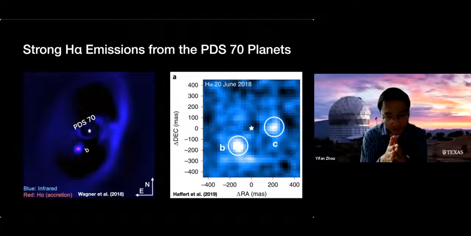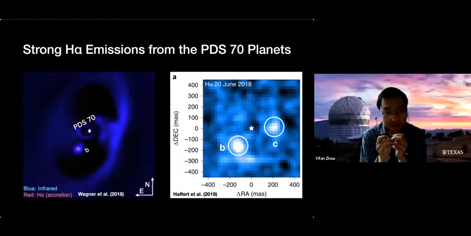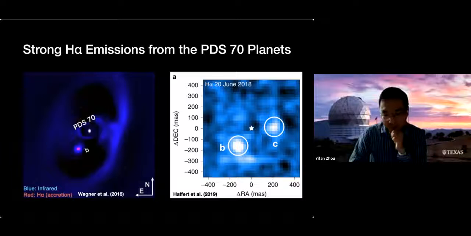And Sebastian Haffert, not too long after that, obtained an even deeper H-alpha image and found that this system has not only one, but two H-alpha emitters. So this image gave us another planet around the star PDS 70 and made the PDS 70 system the only planetary system that has two H-alpha emitting planets.